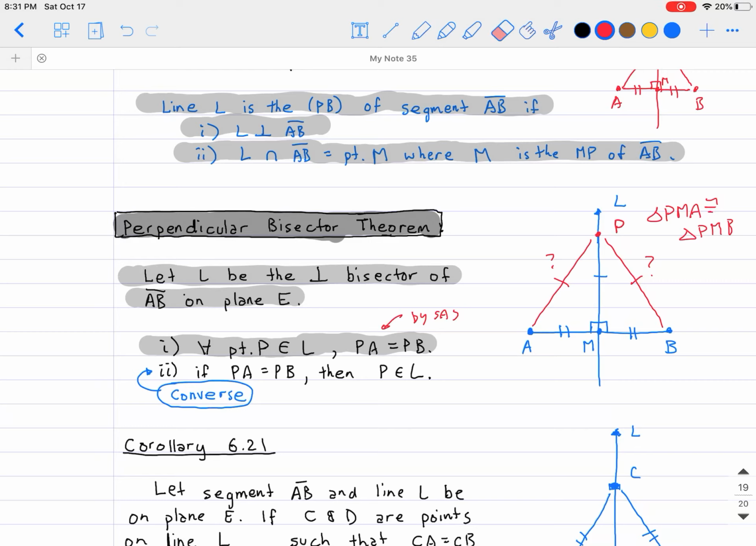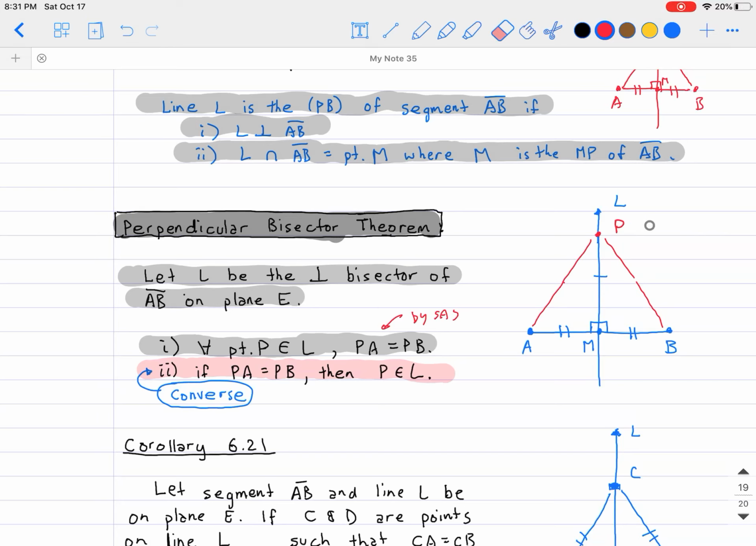Now, here in the perpendicular bisector theorem, we are also going to include its converse. So here the converse is saying that if I have a point P, oops, I accidentally erased it. Hopefully I didn't erase it. Well, let's see how it goes. If I have a point P such that PA is equal to PB, then P is going to be on the perpendicular bisector.